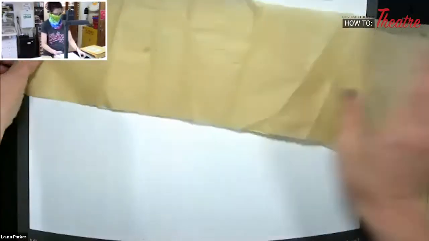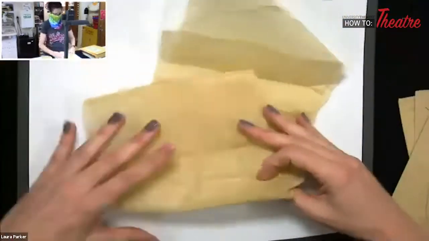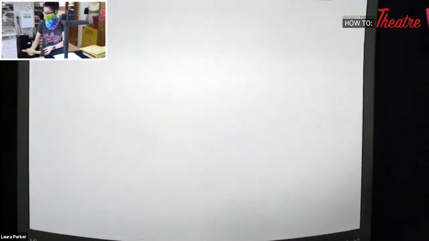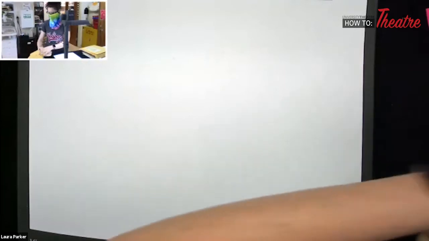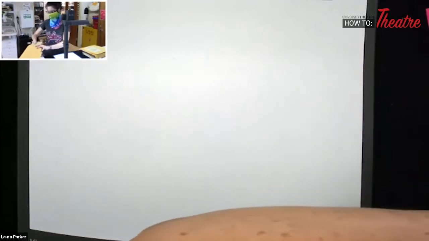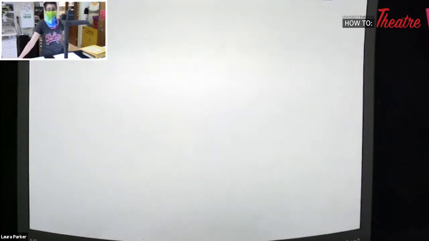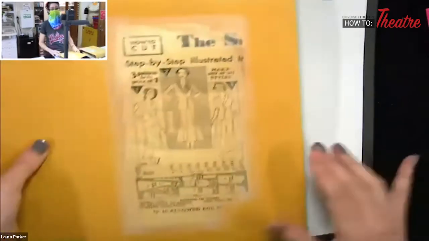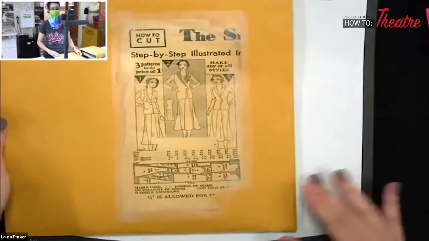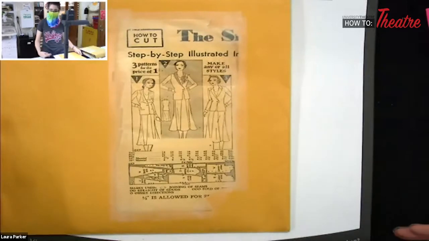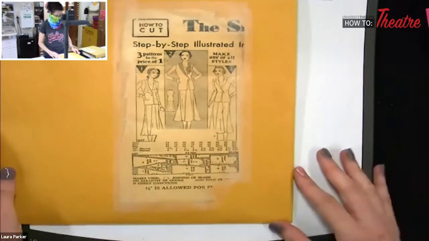But these historic patterns are just remarkable pieces of history, and they can be really, really useful for the period costumer, or for a theatrical costumer. Again, most of them are single-sized, so they have to be resized to fit your actor, or fit yourself. But once you have the shapes there, it can be very, very easy to do that resizing.